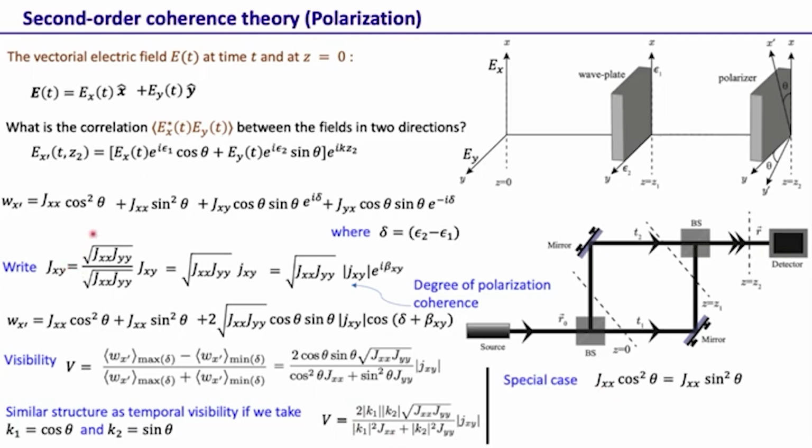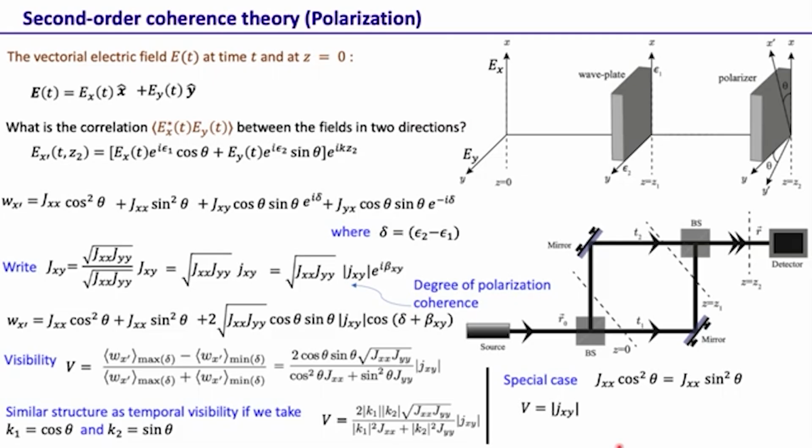And again we can take the special case that when the intensity contribution coming from the first polarization and the intensity contribution coming from the second polarization are equal, then the visibility of polarization interference is equal to the degree of polarization coherence. Okay, so just by looking at the visibility, one can find the degree of polarization coherence.